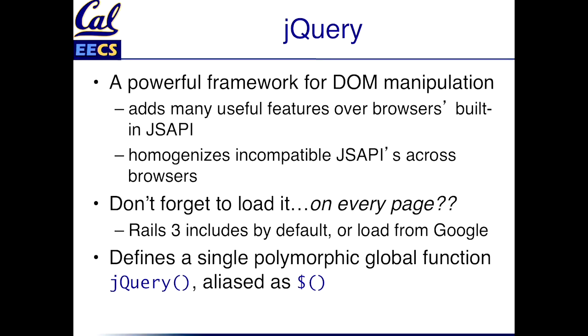jQuery's interface to the world is remarkably clean. You basically do everything through a single polymorphic global function called jQuery, which is aliased as $. Yes, the $ sign is a legal variable name in JavaScript. Unfortunately, if you used to use an old framework called Prototype, it also defines the $ sign to refer to itself. So jQuery has an option called noConflict that you can use to say, don't define the $ alias for me, I will call everything explicitly using the name jQuery.